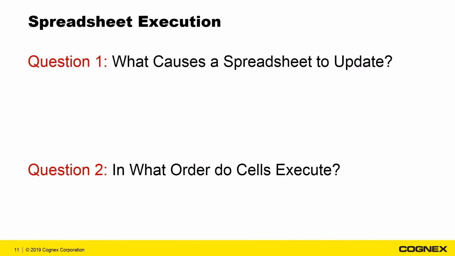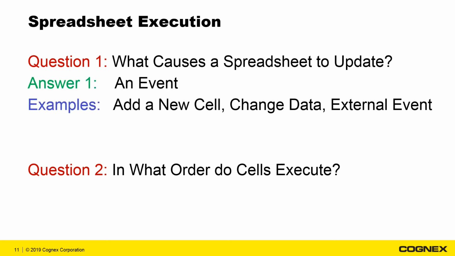As we add spreadsheet functions, two common questions often come up. First, what causes a spreadsheet to run? And second, in what order do cells execute? Spreadsheets are what we call event-driven. Some sort of change or stimulus is required, and then the spreadsheet automatically updates. Change could be in the form of adding a new function, changing data in an existing cell, or it could be from some external event, such as another application writing data into a cell.